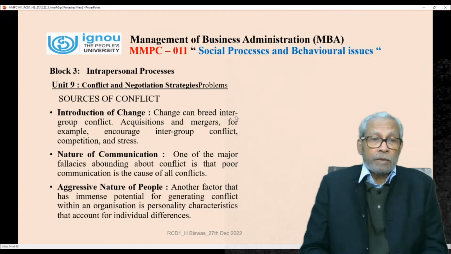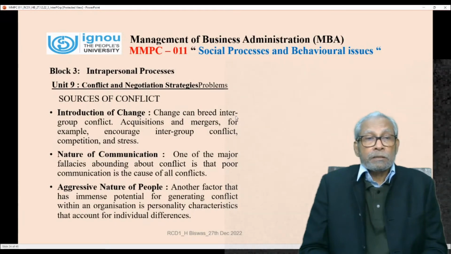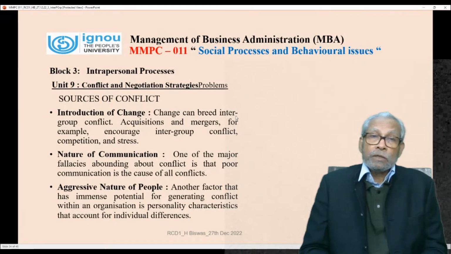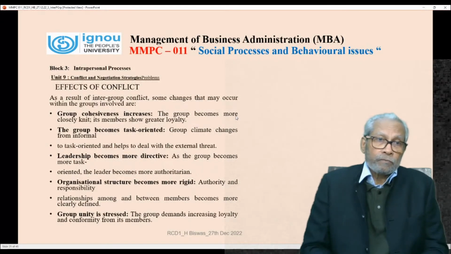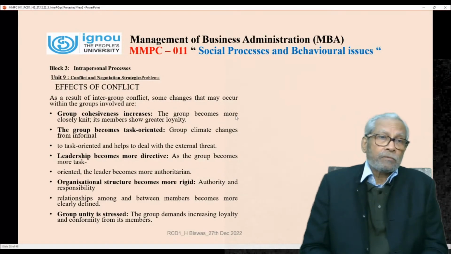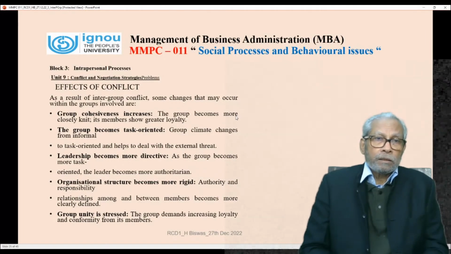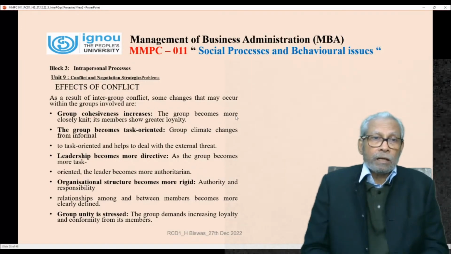Another factor that has immense potential for generating conflict within an organization is personality characteristics that account for individual differences. This is one of the sources of conflict. And as a result of intergroup conflict, some changes may occur within the groups involved. The group cohesiveness increases. This is sometimes the effect of conflict.